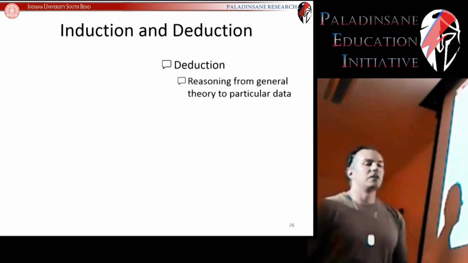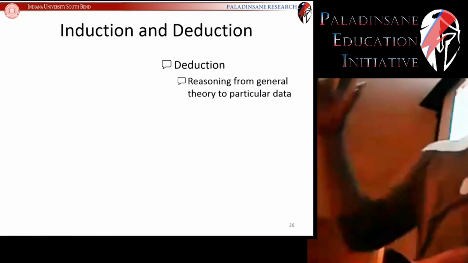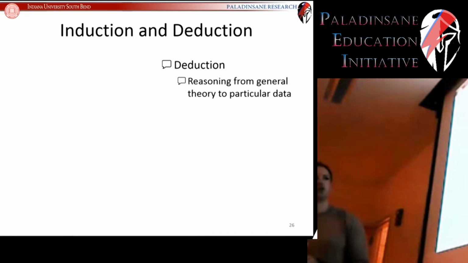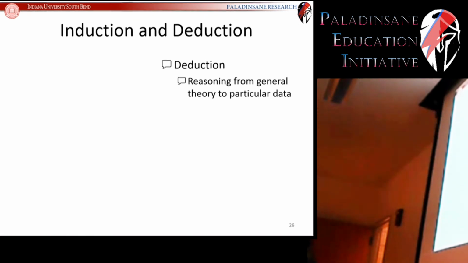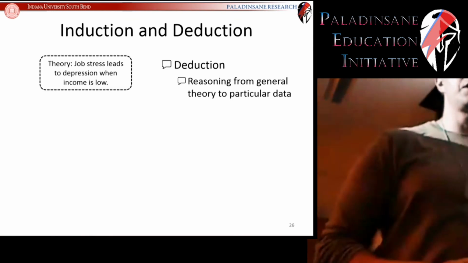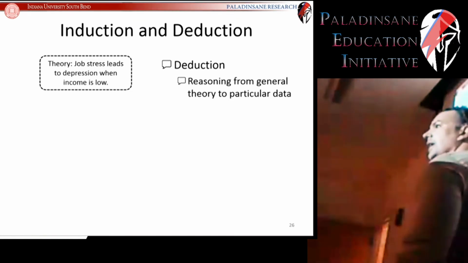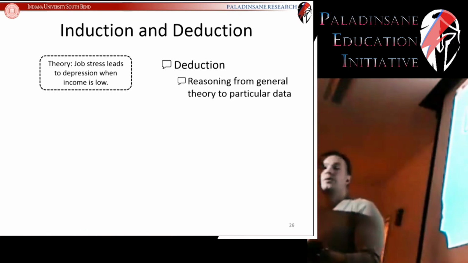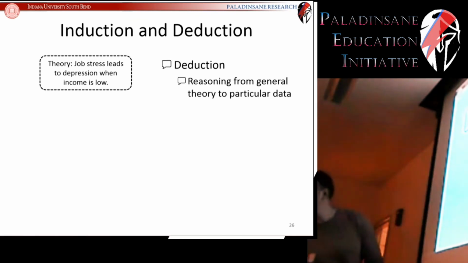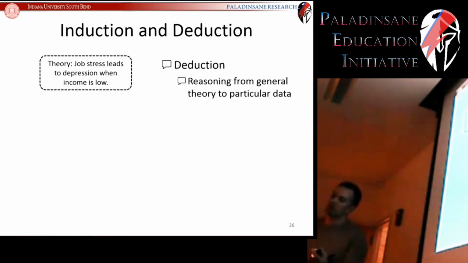On the other hand, we have deduction. Deduction is when you go from a general theory, a general idea, to a particular piece of data, a particular prediction. So let's say that there's a theory out there that says that job stress leads to depression when income is low. All right, so the theory is that if you have job stress, you are at risk of depression, but only when your income is low. Higher income, you're not at risk of depression regardless of how stressful your job is.